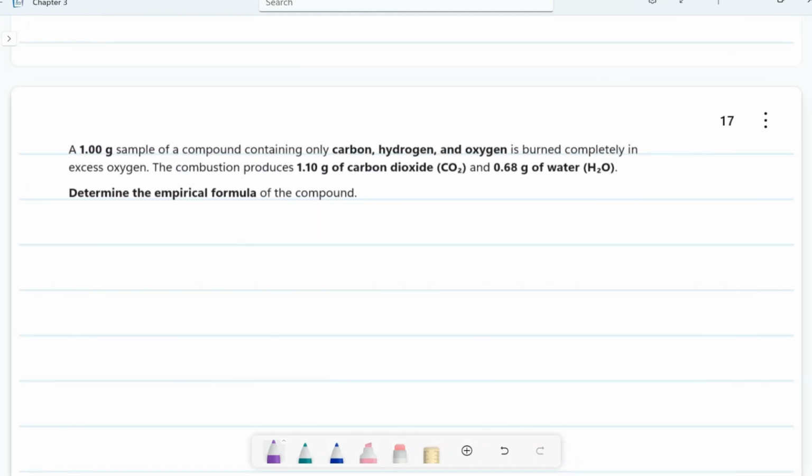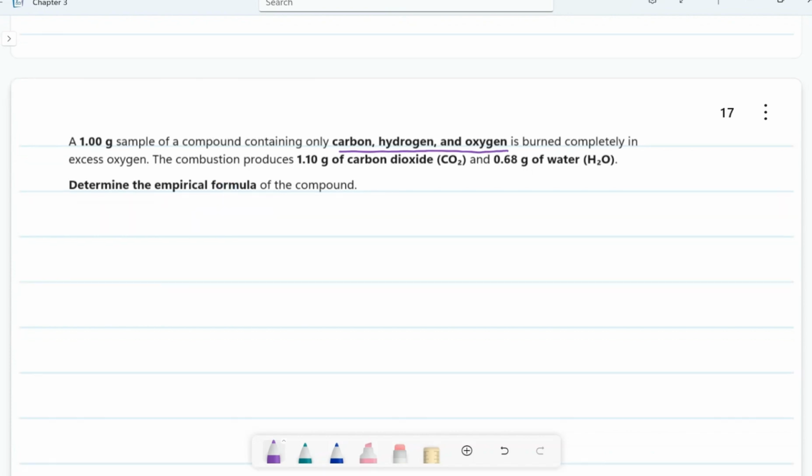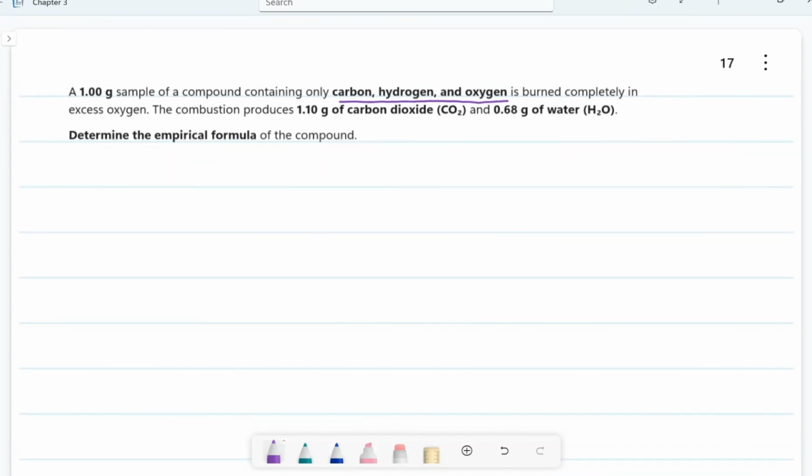A 1.00 gram sample of a compound containing only carbon, hydrogen, and oxygen. So here in this question, it is specified what it contains. Is burnt completely in excess oxygen. The combustion produces 1.10 grams of carbon dioxide, CO2, and 0.68 grams of water, H2O. Determine the empirical formula of the compound. So in this question, we are only asked for the empirical formula. How do we do that?